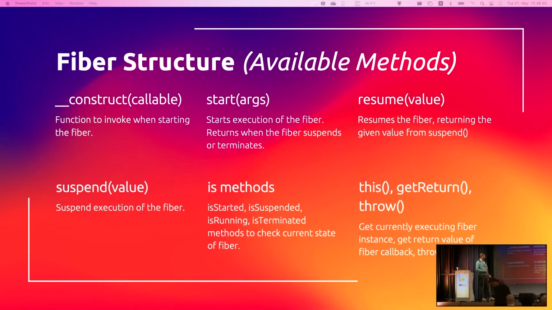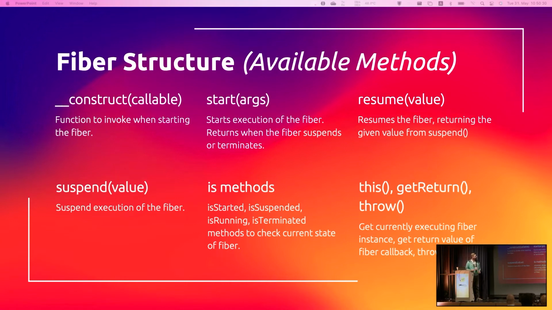We have a suspend method, which is, well, suspending the execution of the fiber. And if we have something that suspends our fiber, we have as well a method for resuming it. We have a couple of is methods: isStarted, isSuspended, isRunning, isTerminated. Those are methods that allow us to check the current state of the fiber. Then getCurrent, getReturn, and throw: those methods help us to check the currently executing fiber instance, to get the value from the fiber as well, and to throw an exception.